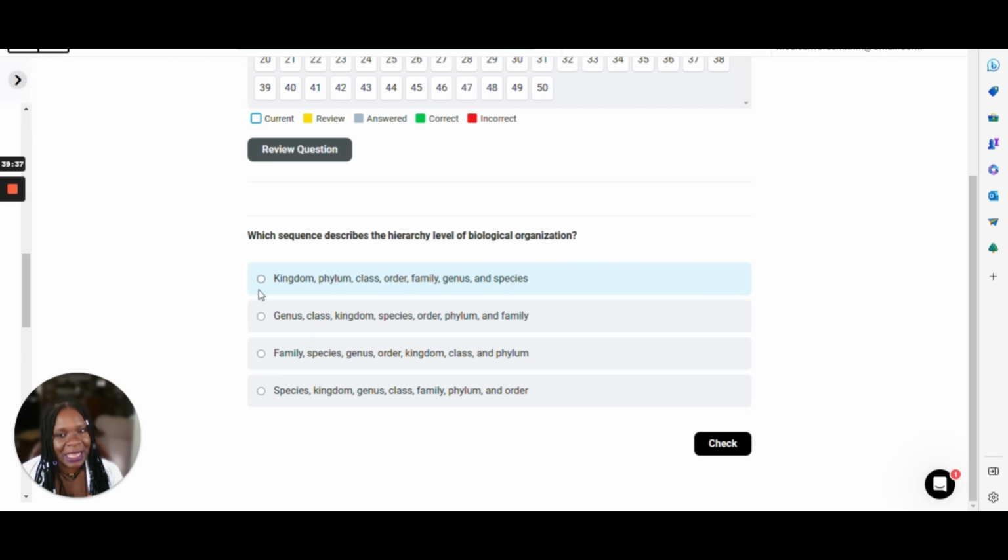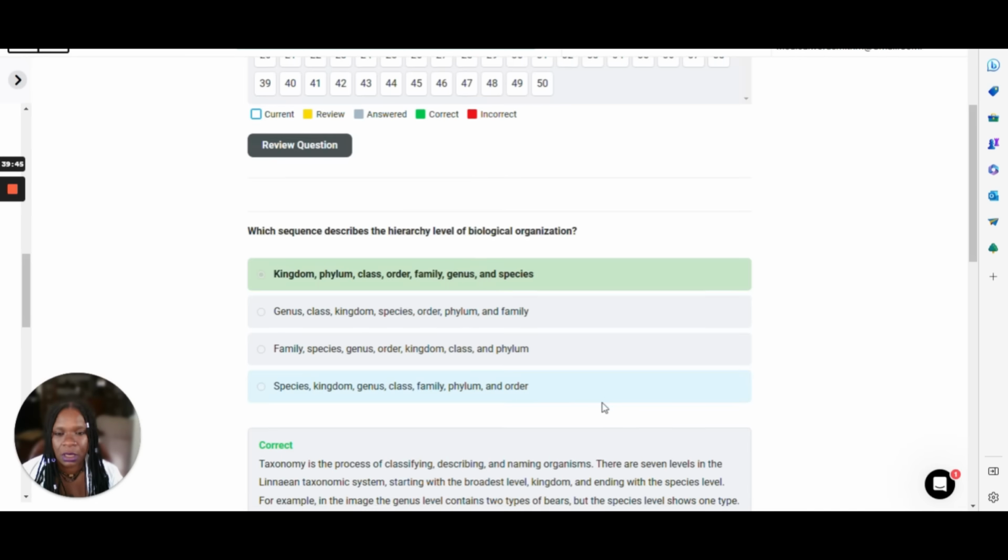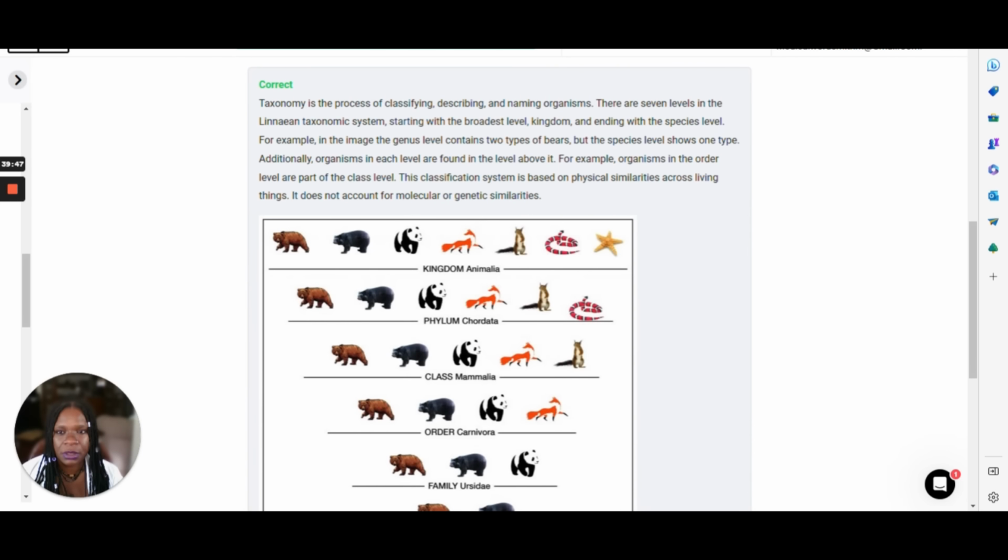Well, I'm going to say with this one, because it starts with the word kingdom, I know that's the first one, so I'm going to go with that one. And let's see right here what it says. Yep. So the taxonomy is going to be the process of classifying, describing, and naming organisms. So brush up on your taxonomy.